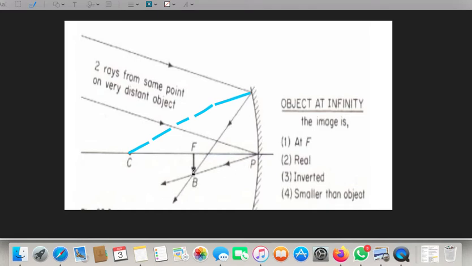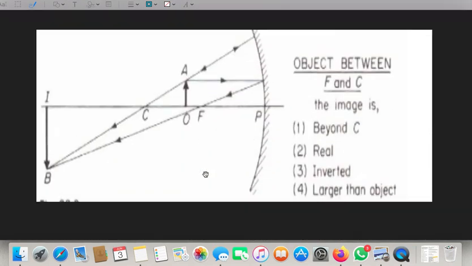The point where the two meet is where the image is formed. In this case, the image formed will be at focus. So be very clear, when the object is at infinity, image is formed at F. It is real because it is on the same side as that of the mirror. It is inverted, yes, upside down, and smaller than the object. Of course, the rays are coming from infinity, so the object is bigger in size and the image formed is diminished, we can see.